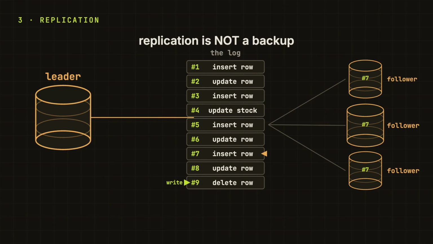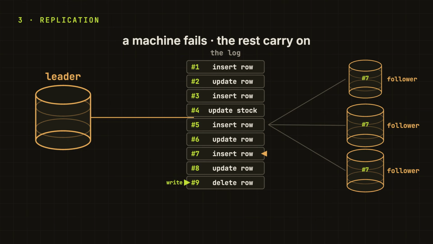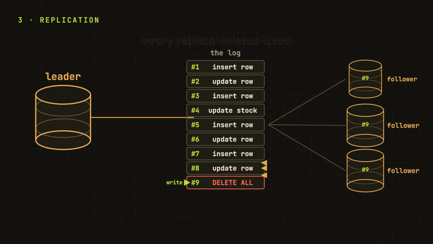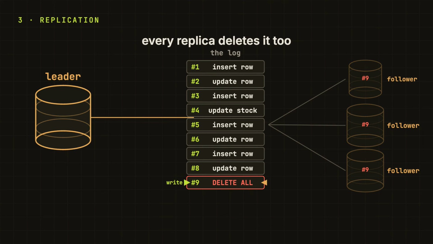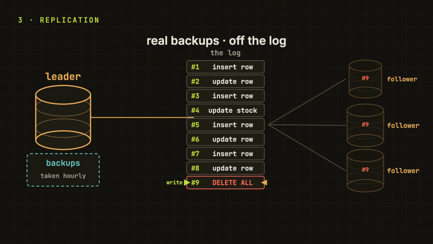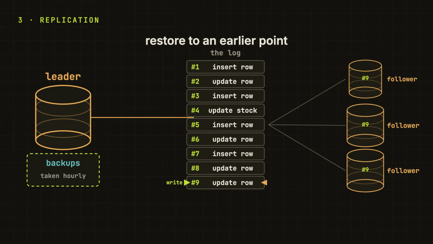And one thing people get caught by, replication is not a backup. Replication protects you if a machine fails, but it faithfully copies your data mistakes as well. If you accidentally delete data, every replica deletes it too. So, you need real backups taken regularly that let you restore to any earlier point in time.